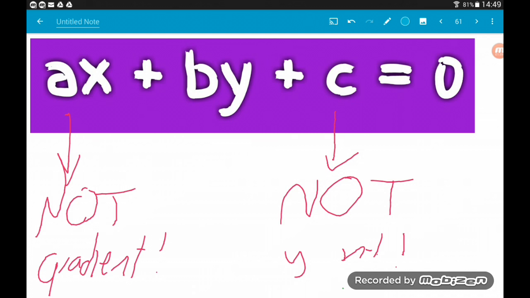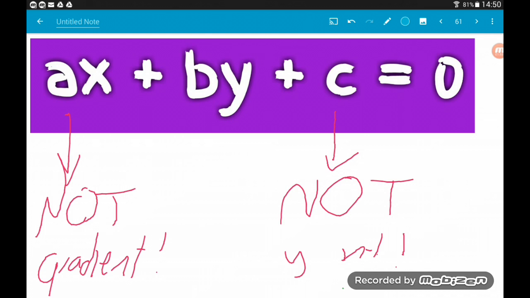So to get those two things, we have to take an equation that is already written in this form and rearrange it into y equals mx plus c, which is the first type of question that we are going to go through. Then we're going to have a look at how to write equations in this form.